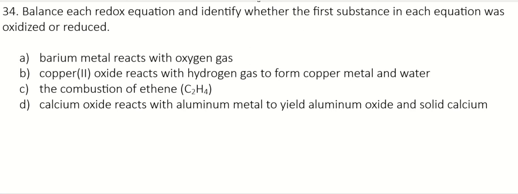We're going to balance and determine which substance is oxidized and reduced. Or it says the first substance, but we'll do both. All right, for letter A, barium, let's write the equation.